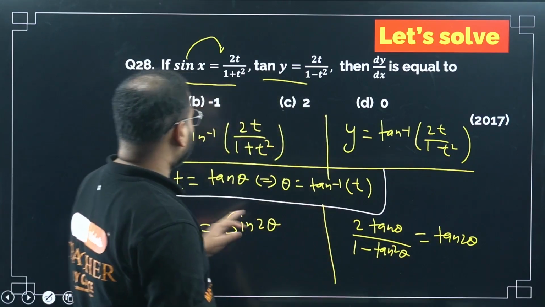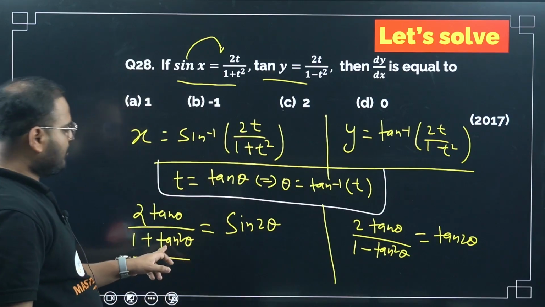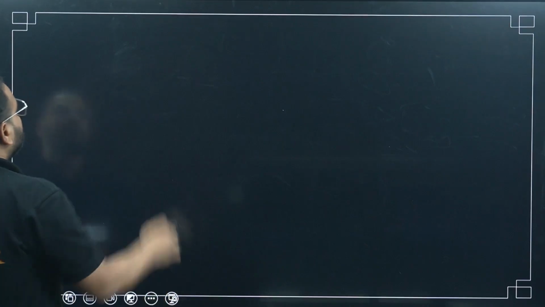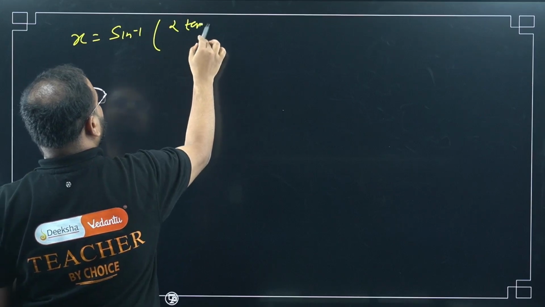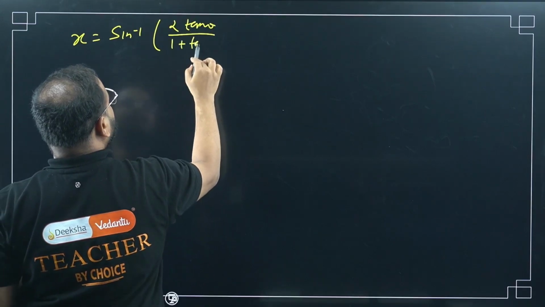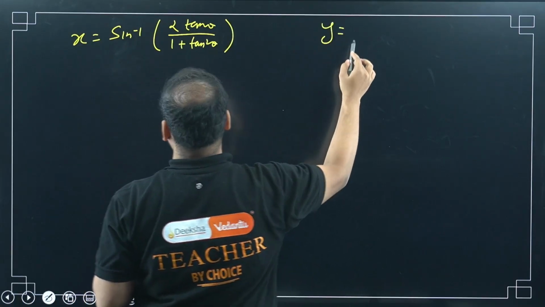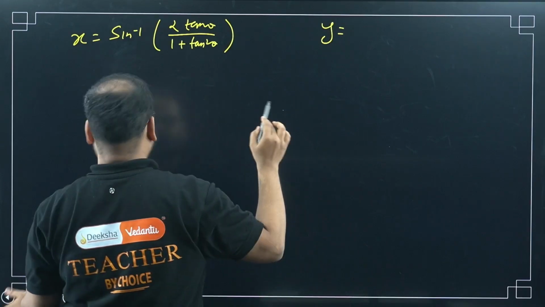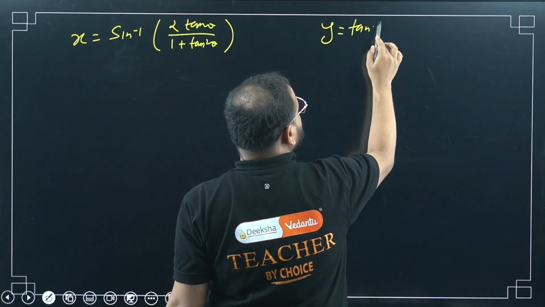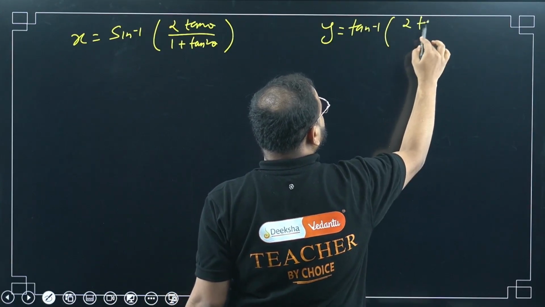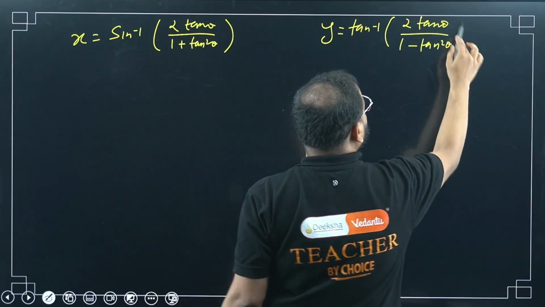Now I will use this. I'll replace, please check here. I'm writing t as tan θ, right? So I can write 2t by 1 plus t square in this form. Please see now. So my x will be sine inverse of 2 tan θ upon 1 plus tan square θ. Yes or no? And at the same time my y will be tan inverse of 2 tan θ upon 1 minus tan square θ.